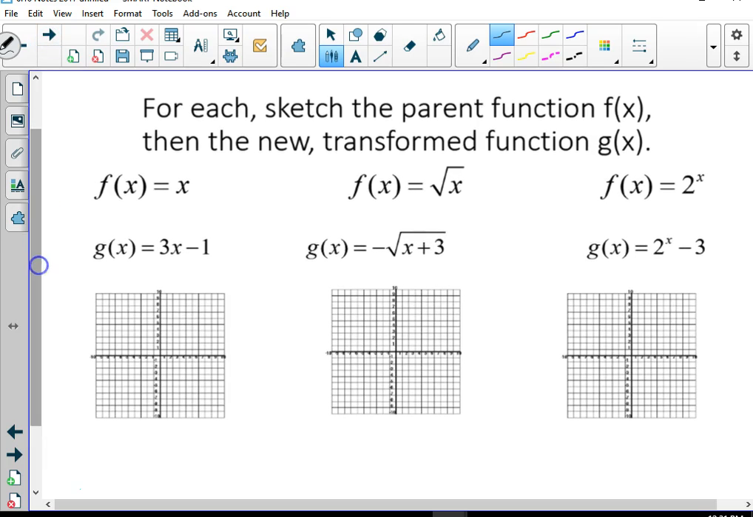All right. So for each of these, sketch the parent function, then the new transformed function. So y equals x. Whatever y is, x is. So that's 0, 0, 1, 1, 2, 2, 3, 3, 4, 4. This is a straight diagonal like so.